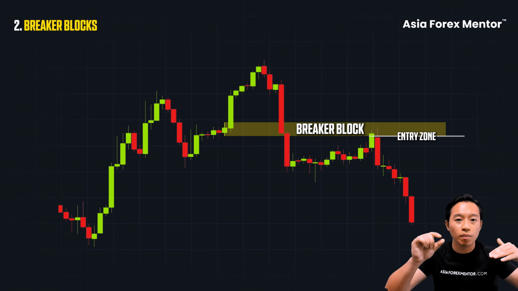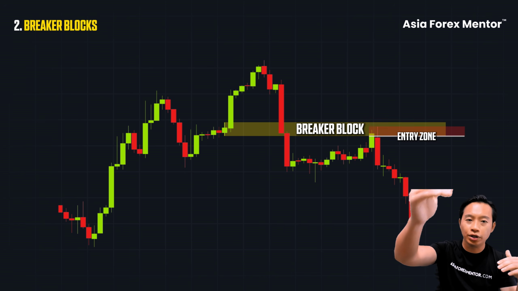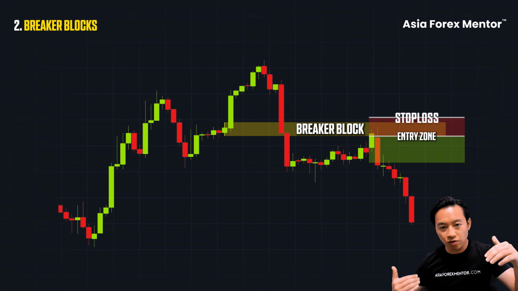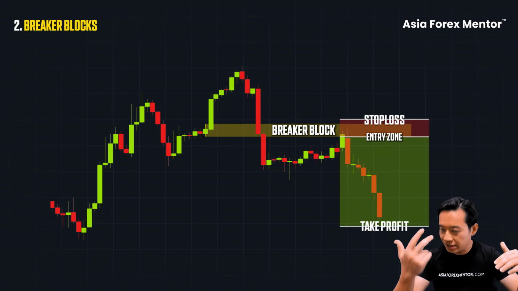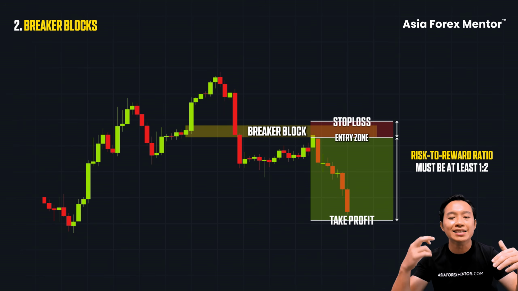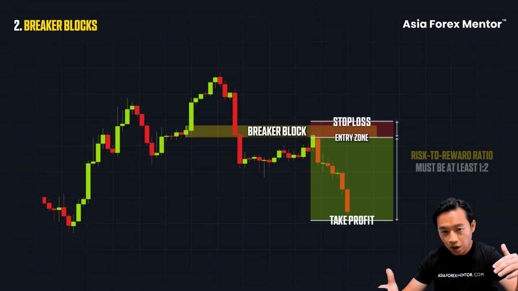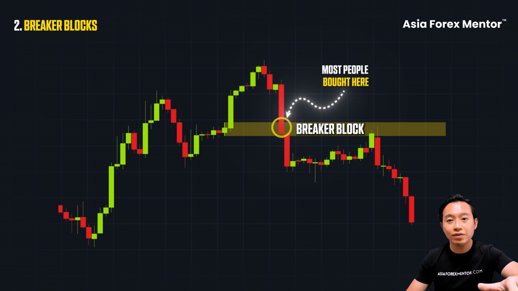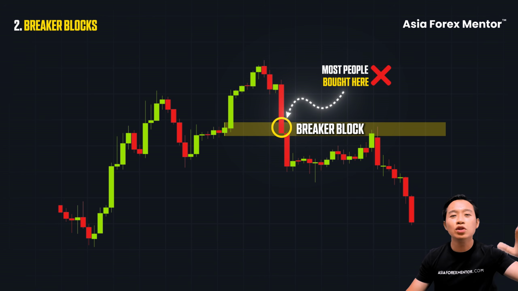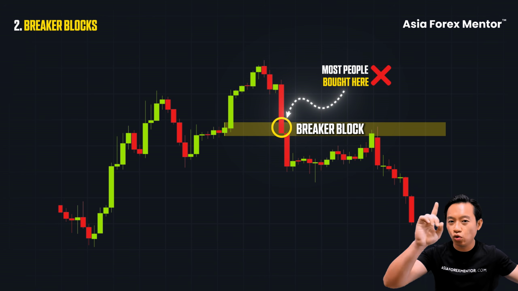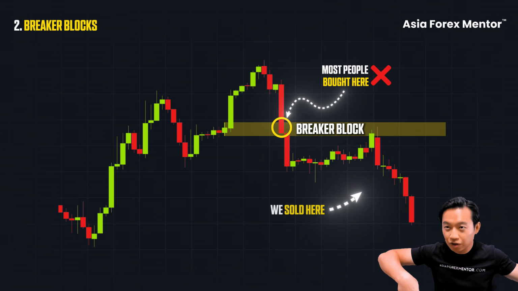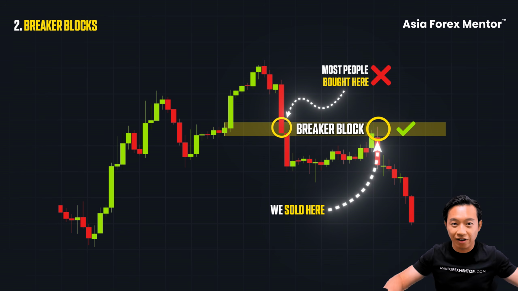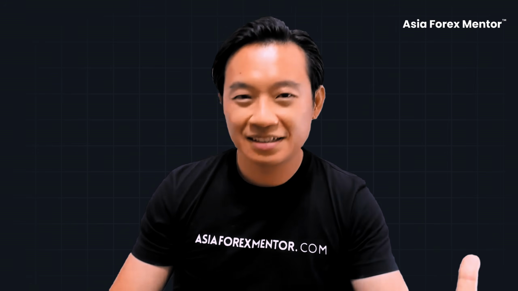So we place our stop loss where? Just beyond the zone. And then our take profit, we aim it at the next support or resistance level. And same thing, for the risk to reward ratio, we want to make sure that it's at least 1:2 or more. So this is how, for example, most people would fail down there, we did not enter the trade, and then we turn those people's failures into our fuel to get in on a reversal trade downwards itself. Right, so now, next.